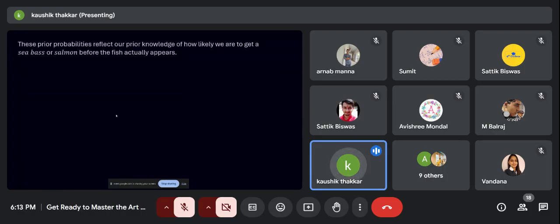So our first and simple classification rule can be based on these prior probabilities as well. These are nothing but a way to reflect our prior knowledge of how likely we are to get a sea bass or a salmon, right? Before the fish actually appears.